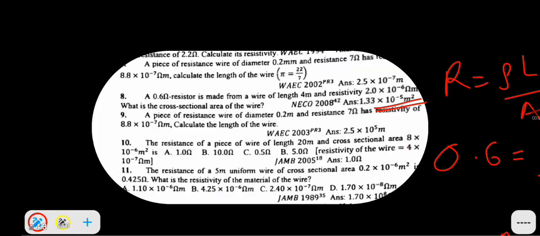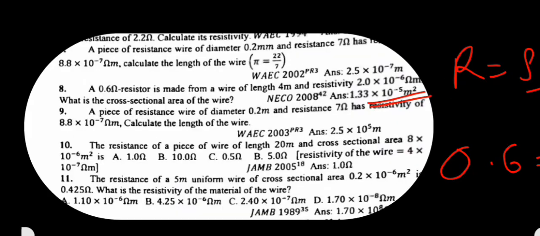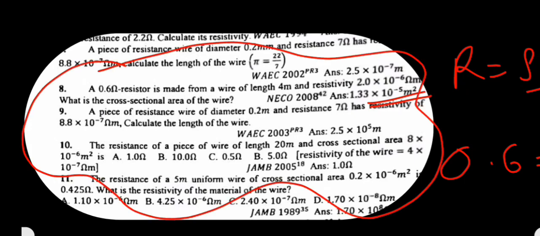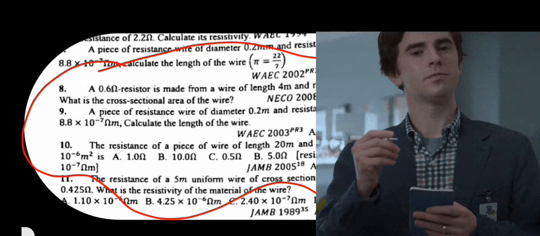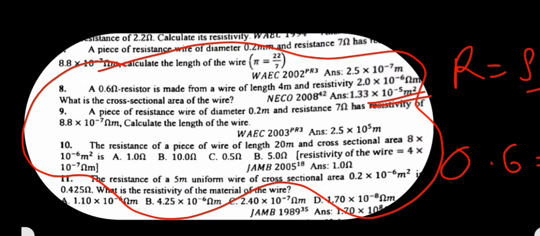So that's the basic idea behind resistivity calculations. All these other questions here can also be calculated using the same formula, R equals rho L over A. I hope you understand this section of the video. So let's move to the second aspect, which is galvanometer calculation. It always comes out every year in JAMB.